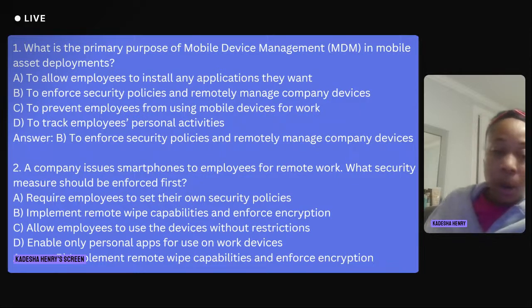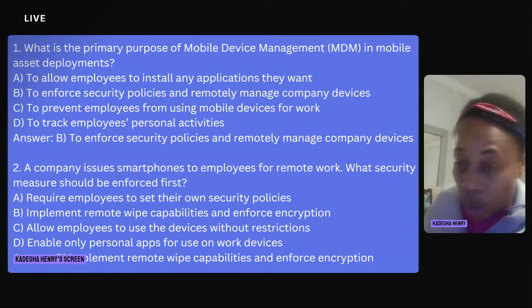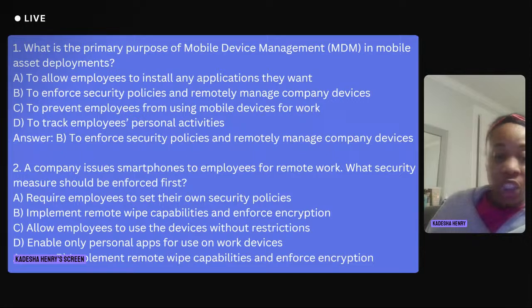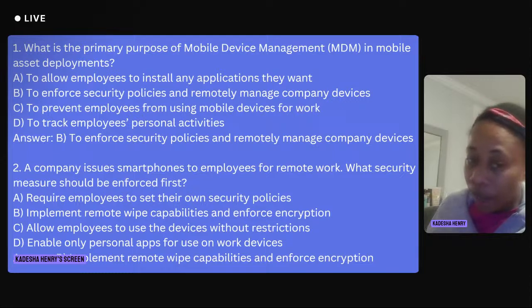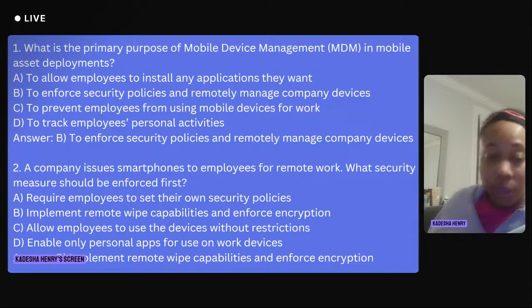Number two, a company issues a smartphone to employees for remote work. What security measures should be enforced first? You are giving a smartphone to your employees for remote work. What security measures should be enforced first?